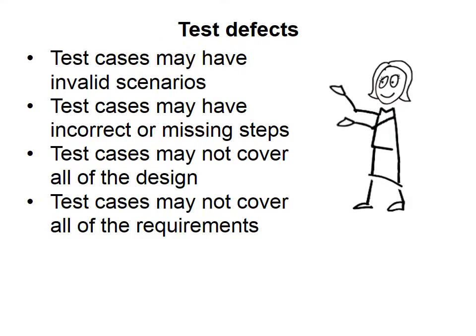Finally, what are some examples of test defects? Test cases may have invalid scenarios. Test cases may have incorrect or missing steps. The test cases may not cover all of the design, or test cases may not cover all of the requirements. These problems may not be captured in a defect, bug, issue, trouble ticket, or report, but the fact that changes need to be made to the test cases should be captured to account for the time spent and to help prevent repeating similar mistakes in future efforts.